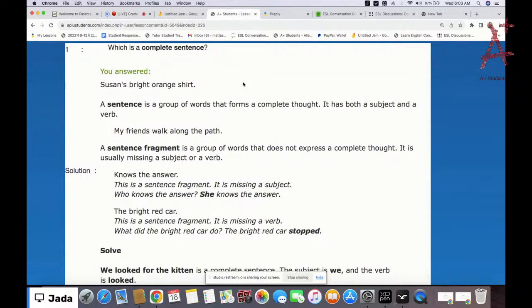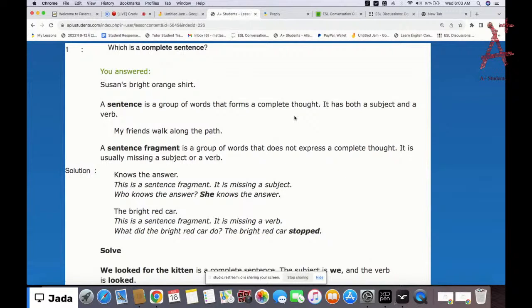Now we're just going to start with the definition of a sentence. First of all, a sentence is a group of words that form a complete thought. It has both a subject and a verb. When we say it forms a complete thought, that means the sentence makes sense.